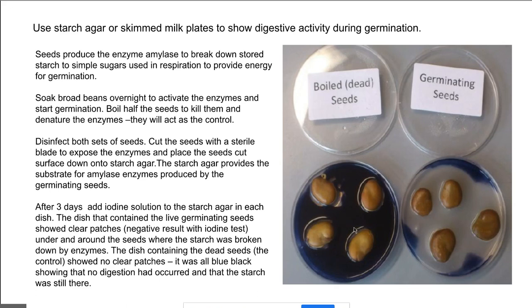For the control, these seeds were boiled. The amylase was denatured, so no more fresh amylase was made. The seeds were dead. So no amylase soaked into the starch agar, so the starch was not broken down, it's still there. So when I add iodine, we'll get that black color. So no digestion occurred in this dish.